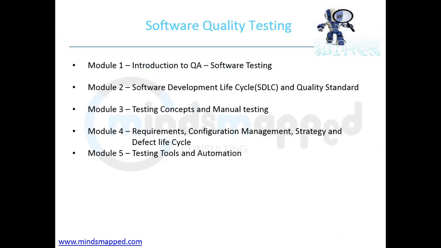In Module 3, we talk about testing concepts and manual testing, like different testing methodologies, black box, white box, the different levels of testing like integration, system, functionality, regression, and various types of testing like performance, security, volume, stress, load, acceptance. In Module 4, we talk about the different management functions involved in the project and how they take care of their work.